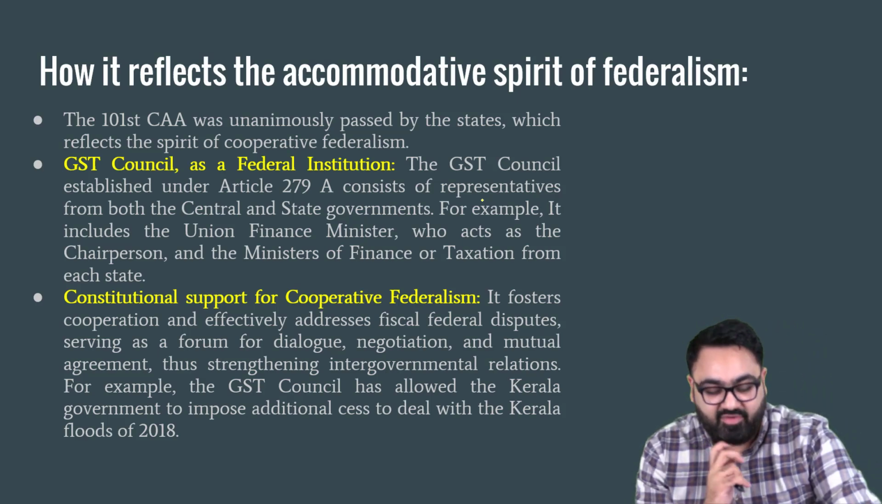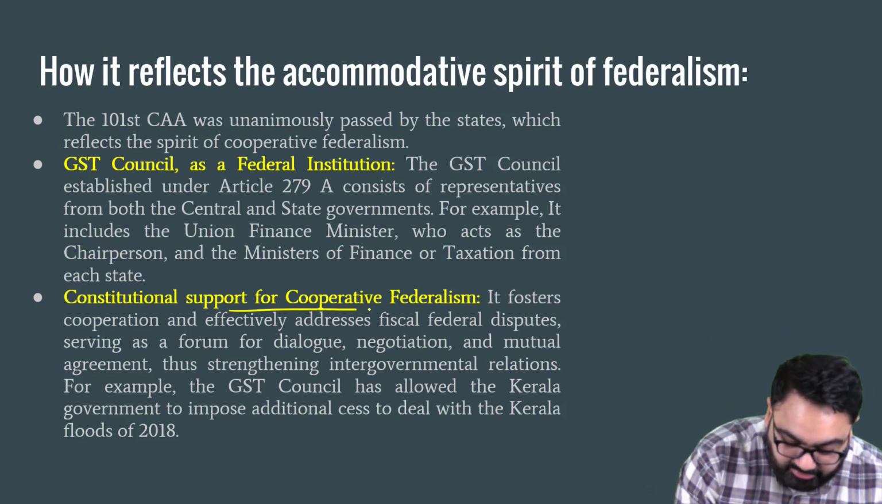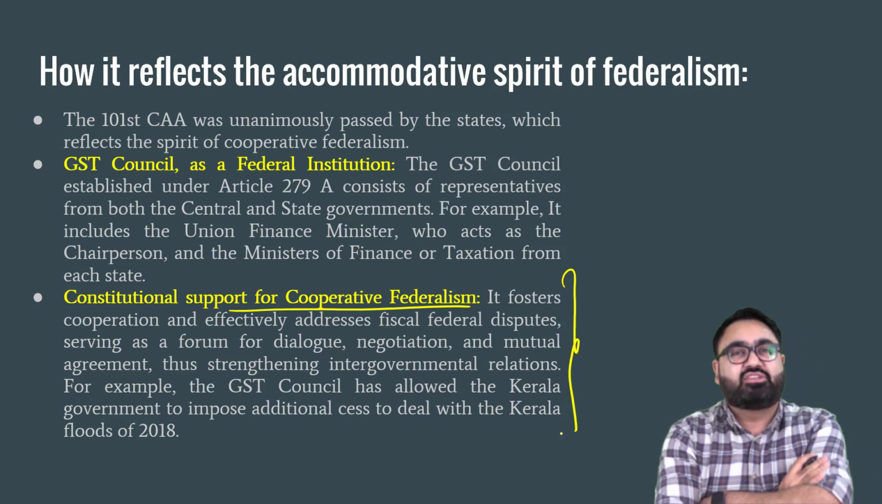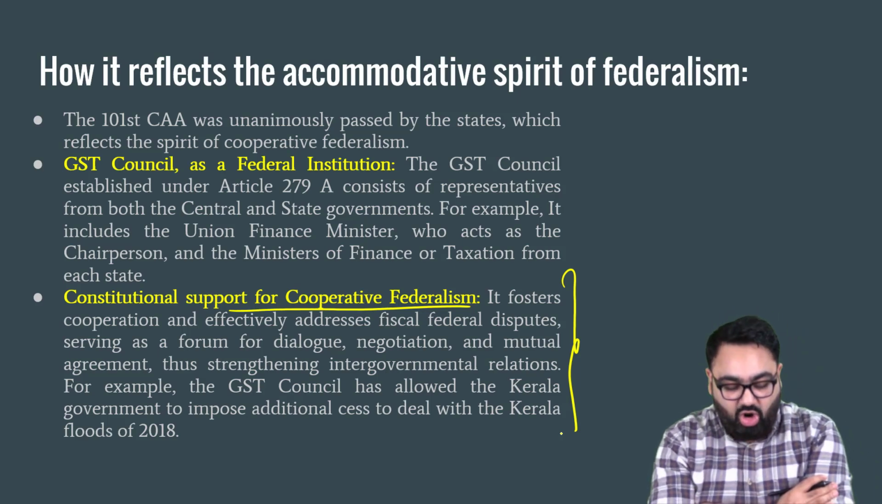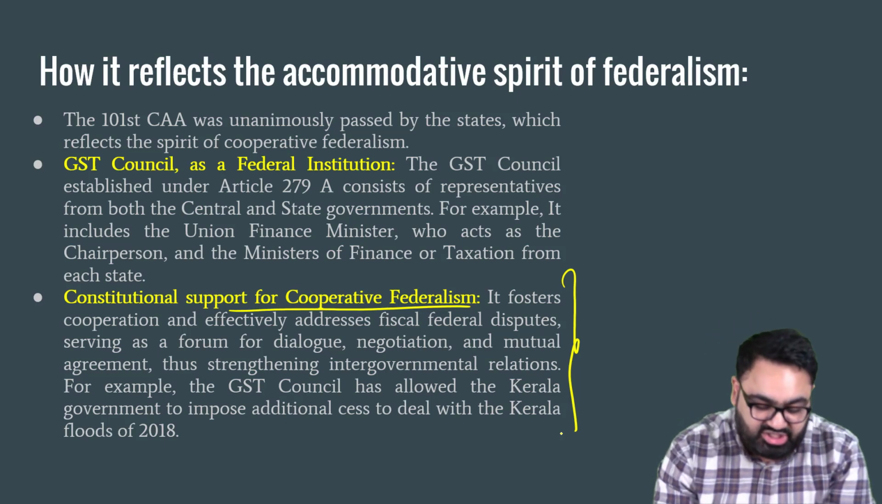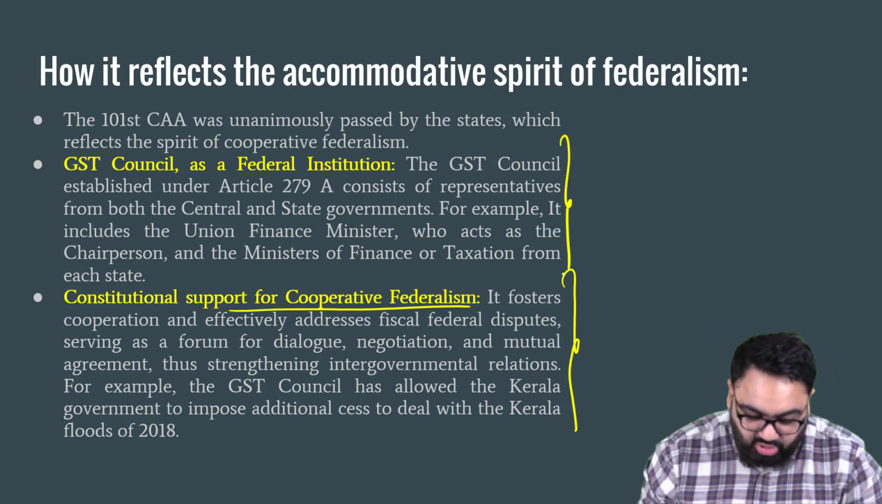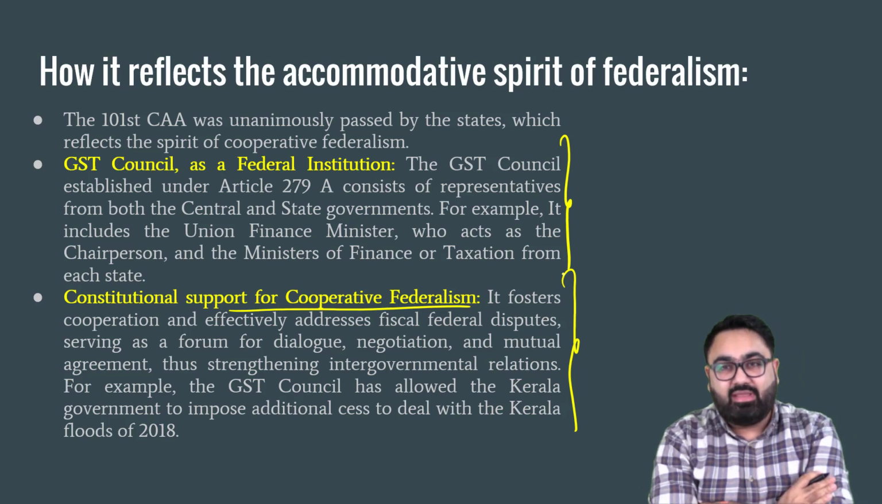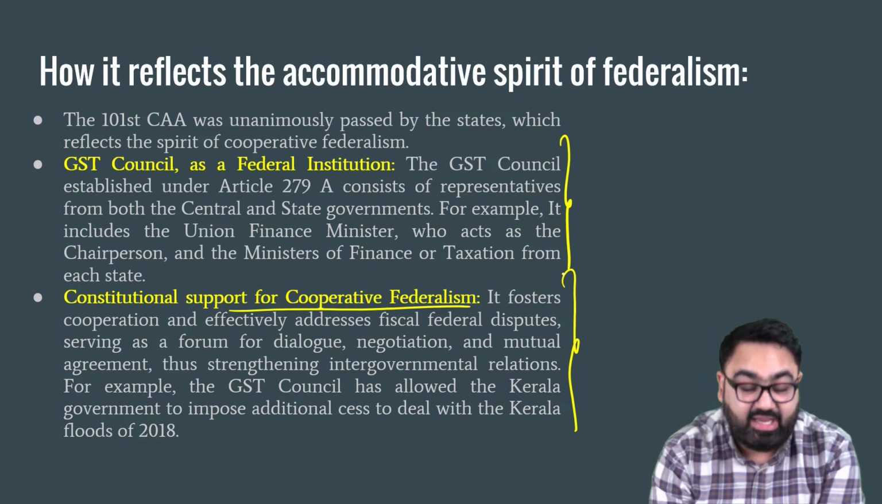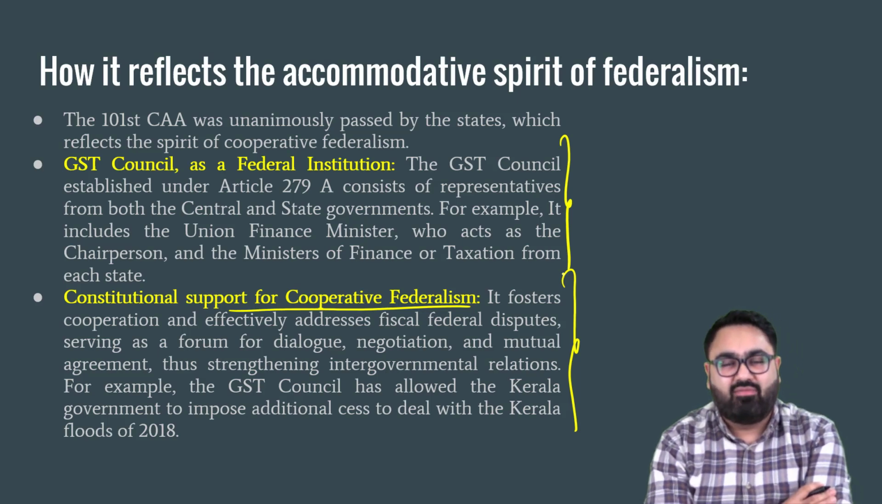As I give you an example first, the states had to come together. This is one of those constitutional amendments. At least half of the state legislatures had to say yes. Only then it came into picture. Secondly, the GST Council. It's a constitutional body which is a prime example of how the states and the center can work together. Now, yes, agreed, the center has much more powers here.